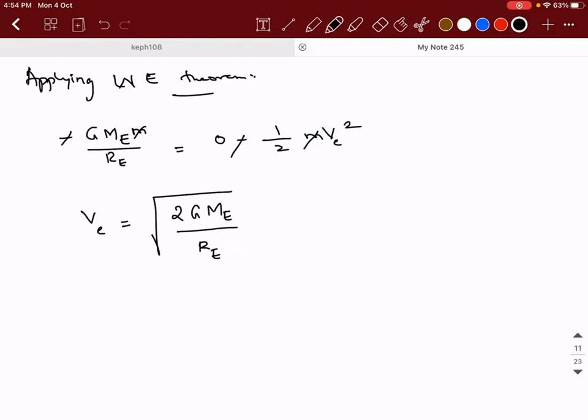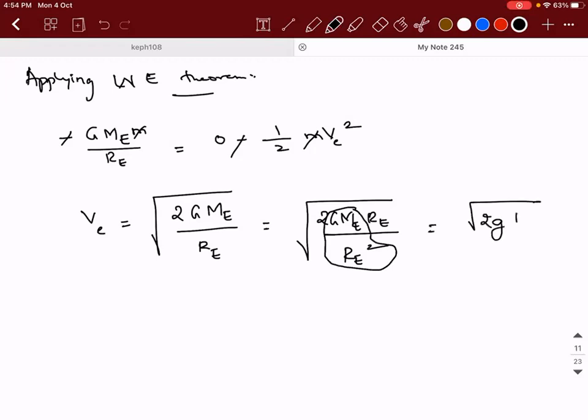Okay, this I can write as root of 2 times GM_E into R_E divided by R_E square. Okay, what is GM_E divided by R_E square equal to? The small g. So the escape velocity that you need to give to an object is equal to square root of 2 times g into R_E.